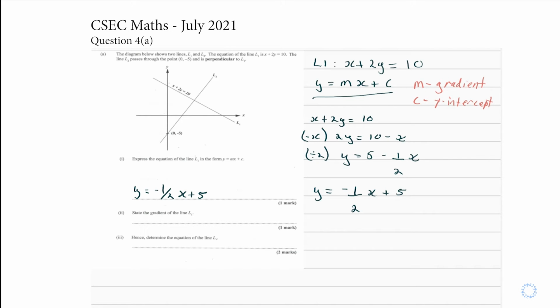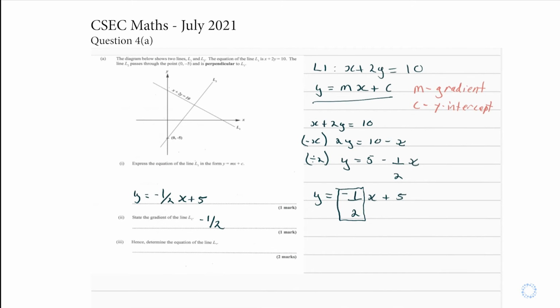So we know that m, which is the coefficient of x, is our gradient. So looking back at this equation here, we can see that the gradient is minus 1 over 2. Part 3 says, hence determine the equation of the line L2.